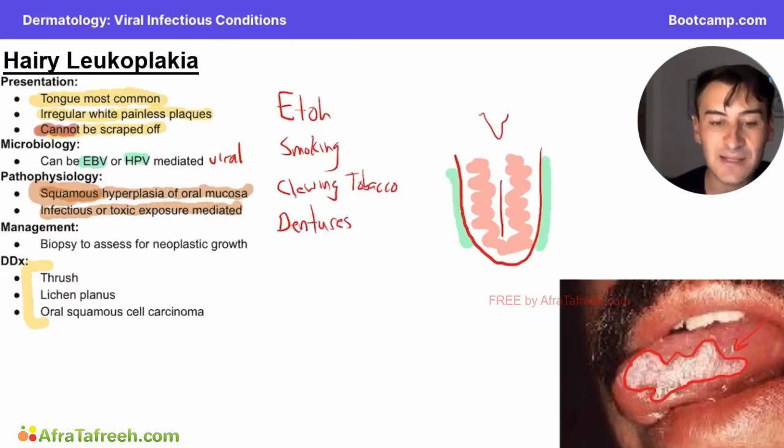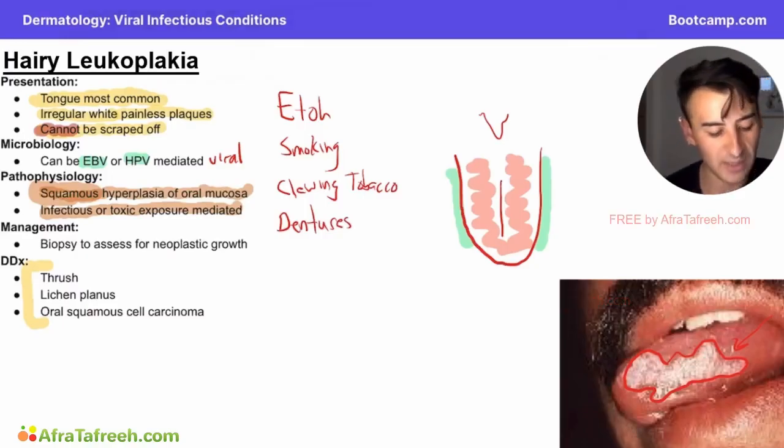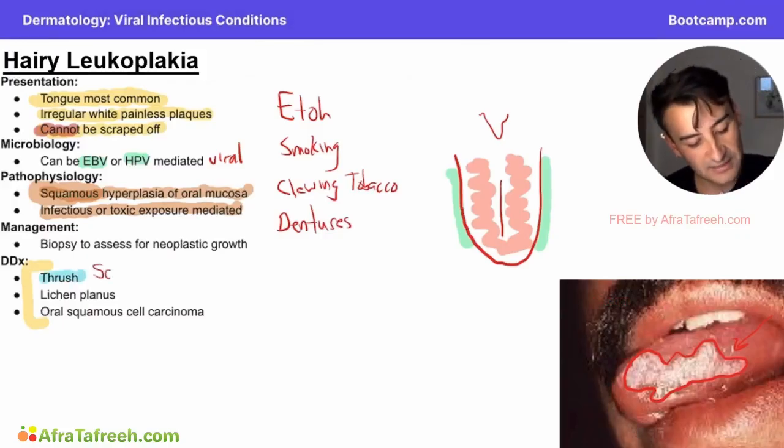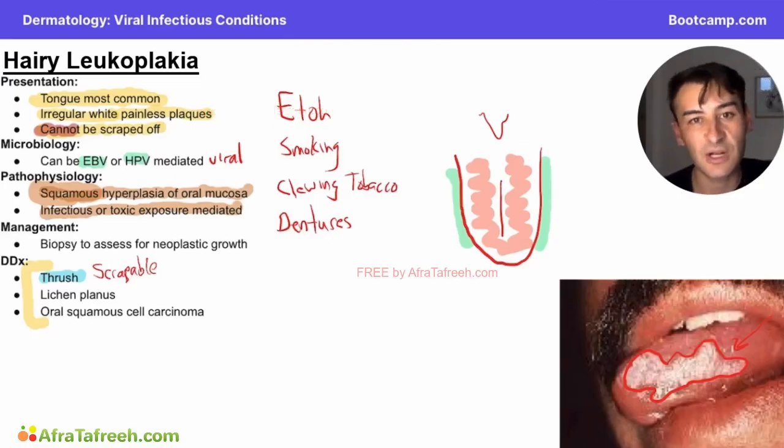So now let's get down to our differential, which was the important thing that I really wanted to point out. We talked about thrush and how thrush is important because thrush is scrapable, right? And thrush is also going to respond to a fungal therapy. So we know that thrush is due to a fungus, whereas hairy leukoplakia will be due to viruses or caustic insult. Next, let's talk about lichen planus.